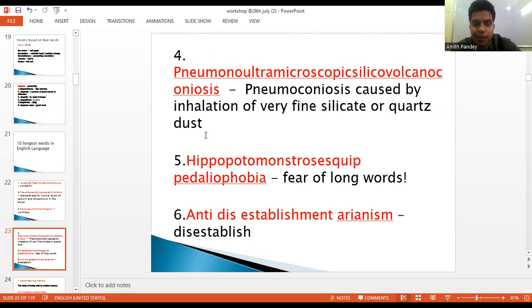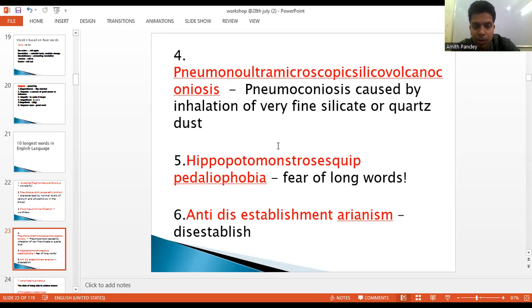Then we have pneumonoultramicroscopicsilicovolcanoconiosis, and it mainly affects laborers who work in lead organizations. The small particles infect them and get into their blood, and they even face problems of inhalation, and sometimes a fatal death may even happen. So that particular process and disease relates to this.